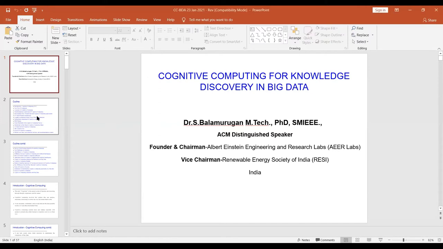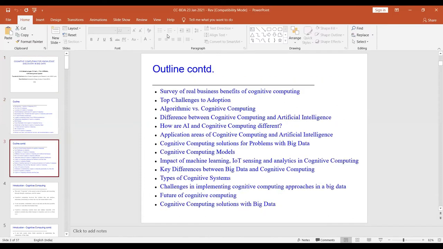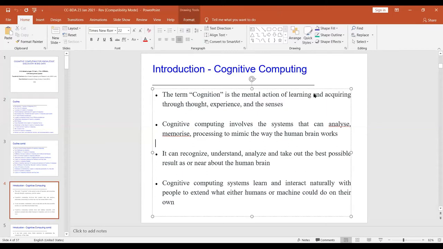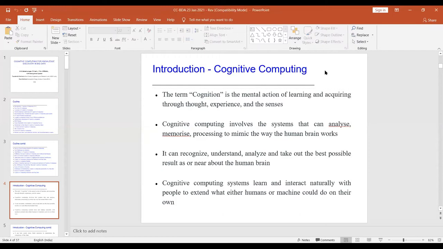This is a broad outline of what I have planned to talk about, but let's see how time permits and we will go deeper into it. First we will understand what cognitive computing is: the basics of cognitive computing, the basic terminology and applications. Slowly we will move on to the differences between cognitive computing and artificial intelligence. The term cognition is a mental action of learning and acquiring knowledge through thought, experiences, and senses. So cognition is like learning through experience.